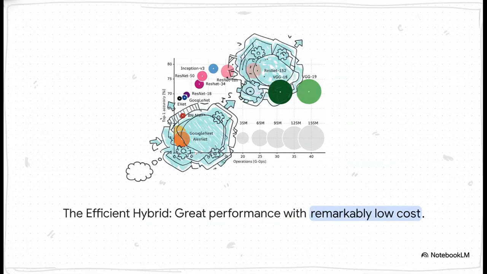Okay, now let's find GoogleNet. See how different that is? It's way more efficient. It gets almost the exact same accuracy as VGG, but it's much further to the left, and its bubble is way smaller. That brilliant inception design meant it only needed about 5 million parameters, a fantastic lean and mean alternative.